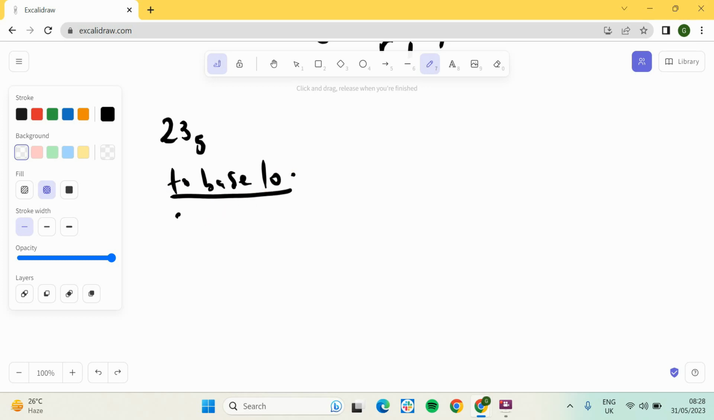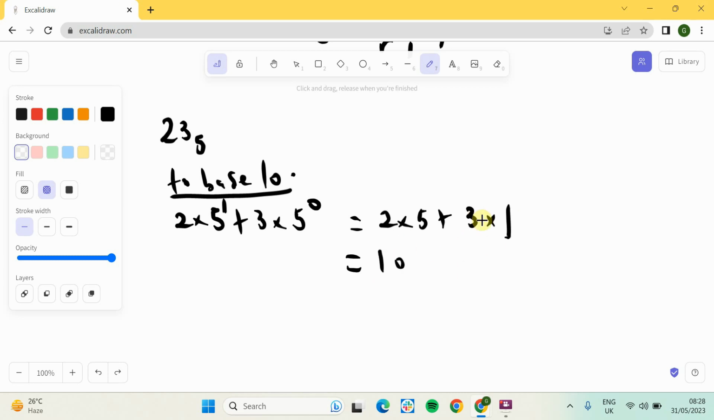That would be 2 times 5 plus 3 times 5, with the powers 1 and 0. So that would be 2 times 5 raised to power 1, which is 5, plus 3 times 5 raised to power 0. Anything raised to power 0 is 1. So 2 times 5 is 10 plus 3 times 1 is 3. So this value is 13 in base 10.